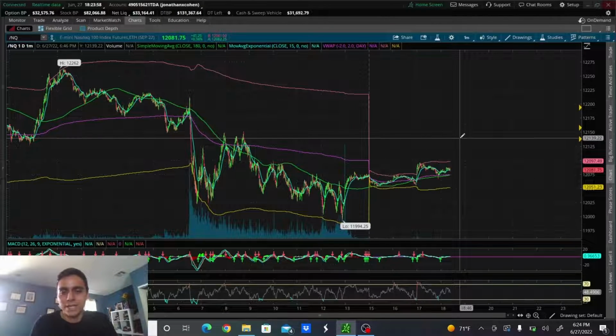And I am just happy that I was able to manage my risk today. So I was down about $63, and that was trading with $10,000. So that's not even a 1% loss today. And so I am proud of myself for doing that.